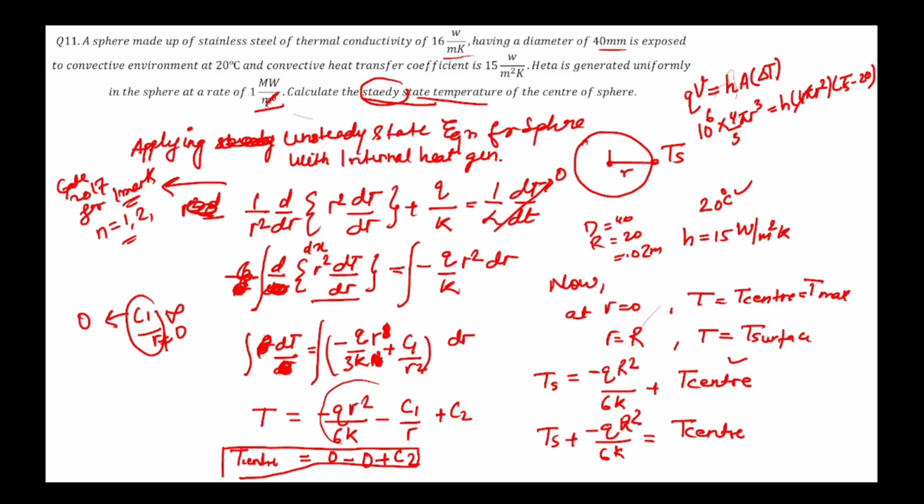So 4 pi will cancel, r square becomes only r, so 10 to the power 6 into 0.02 divided by 3 into h. Here h is 15, plus 20, that is Ts. So Ts will come 464.4 degrees Celsius. When you put the values here, you will get T center.